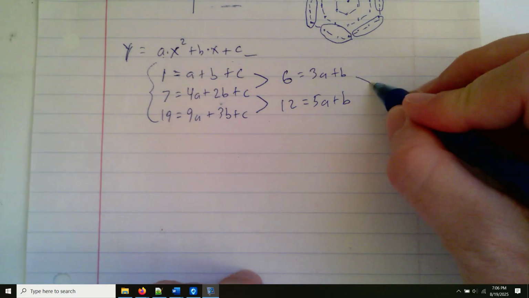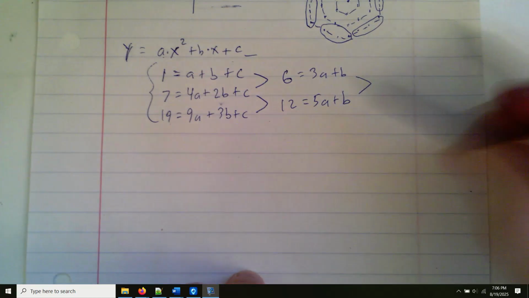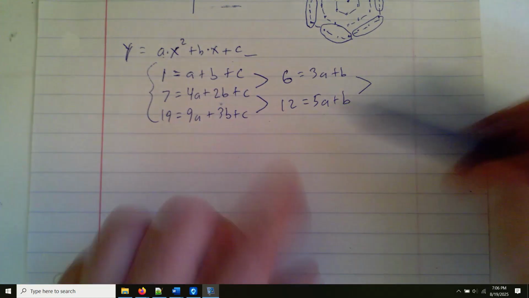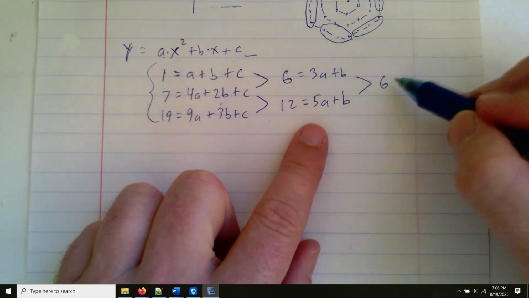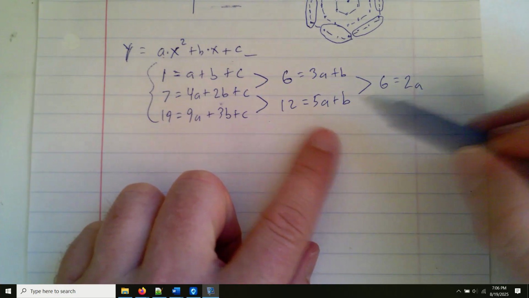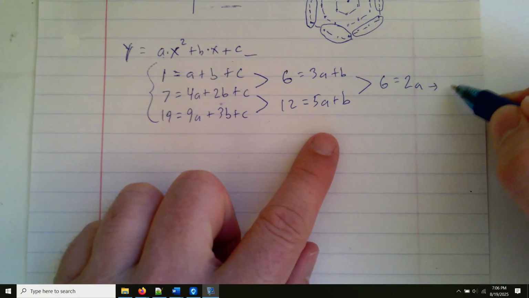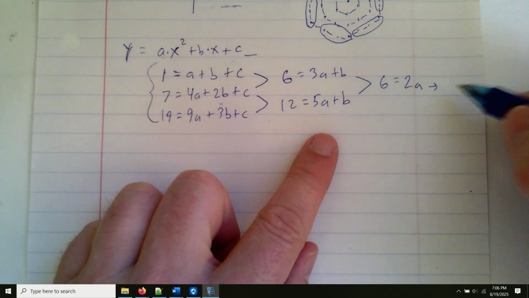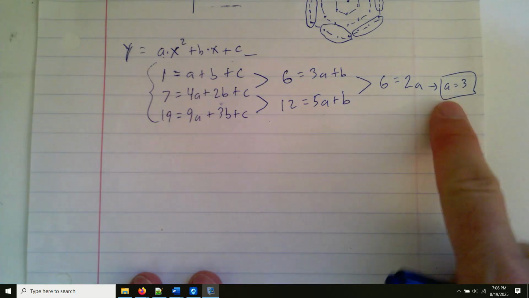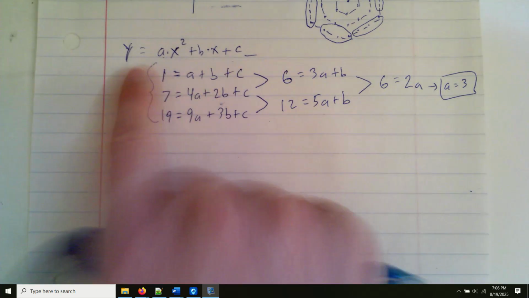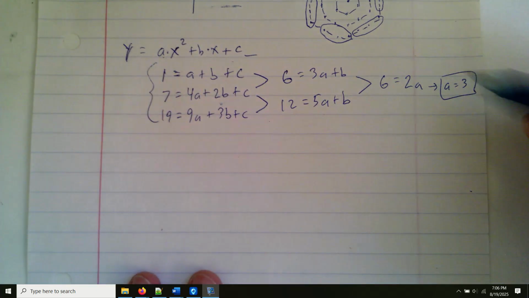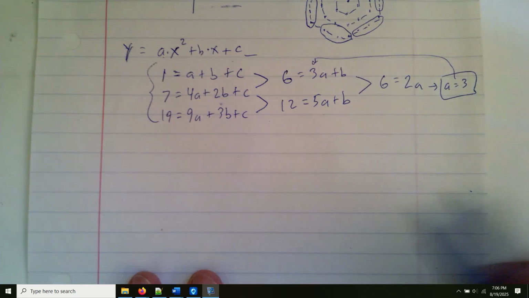Okay, now I'm going to combine these two, again, by subtracting them so that I can find a. So 12 minus 6 is 6. 5a minus 3a is 2a's. B minus b is 0. So if I divide both sides by 2 here, I've got that a is 3. And the a that we're talking about is how many x squareds. So now I know part of the equation. All right, let's plug that in here and keep going.